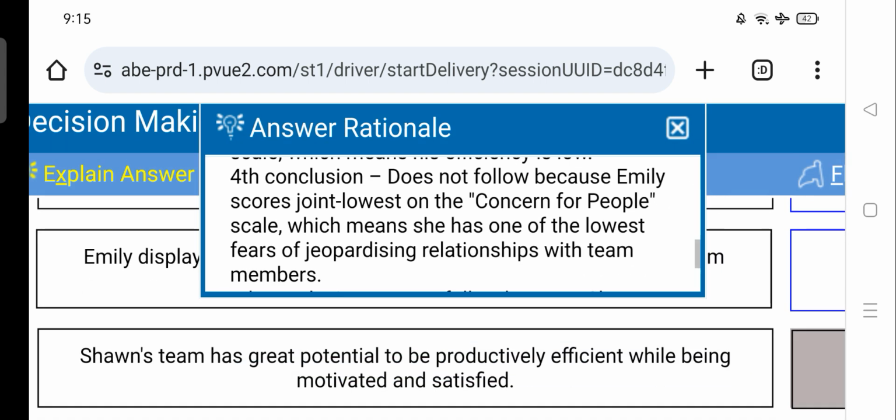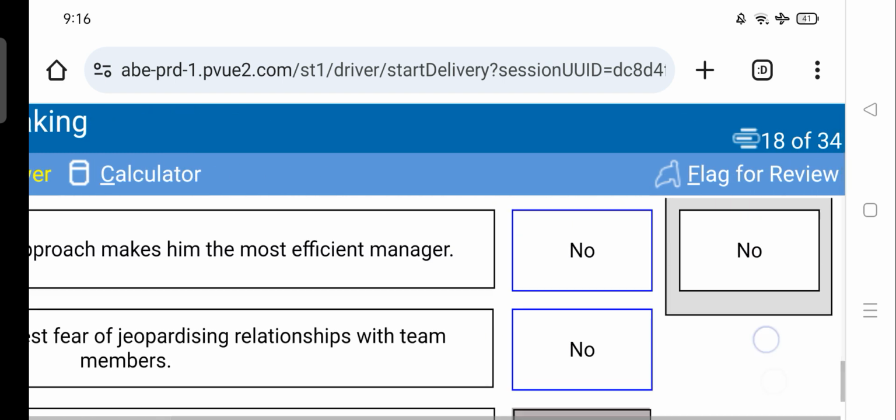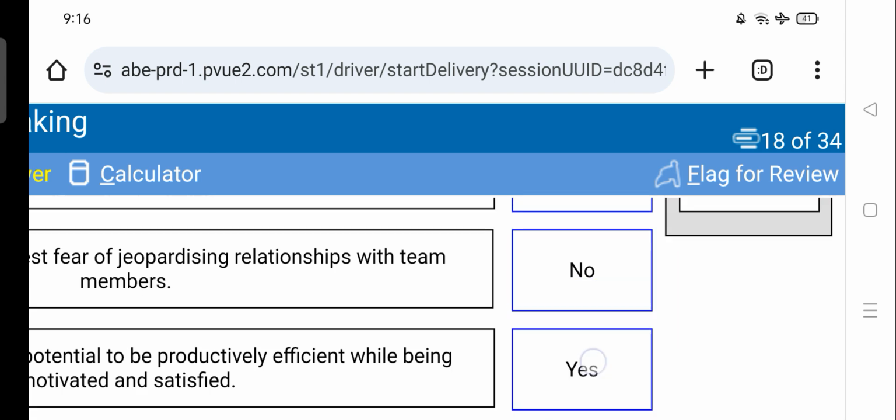So next we have the fifth conclusion, that is Sean's team has great potential to be productively efficient while being motivated and satisfied. It does follow because Sean scores a perfect 9 on both scales. This means that his team has the potential to be productively efficient as well as motivated and satisfied. So this one does follow, so that's why we will drag a yes and drop it here in front of this conclusion.